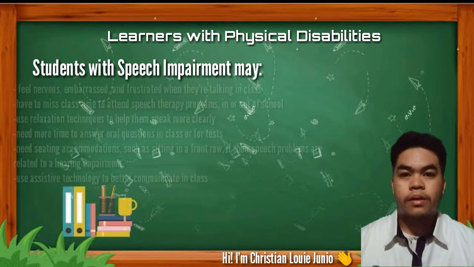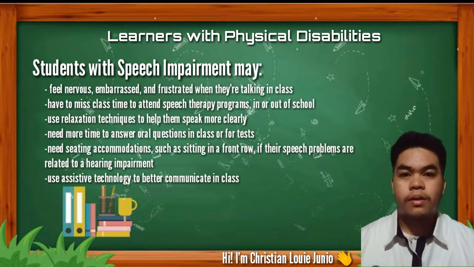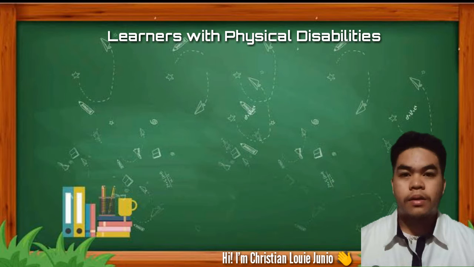Students with speech impairments may feel nervous, embarrassed, and frustrated when they're talking in class, have to miss class time to attend speech therapy programs in or out of school, use relaxation techniques to help them speak more clearly, need more time to answer oral questions in class or for tests, need seating accommodations such as sitting in a front row if their speech problems are related to a hearing impairment, and use assistive technology to better communicate in class.